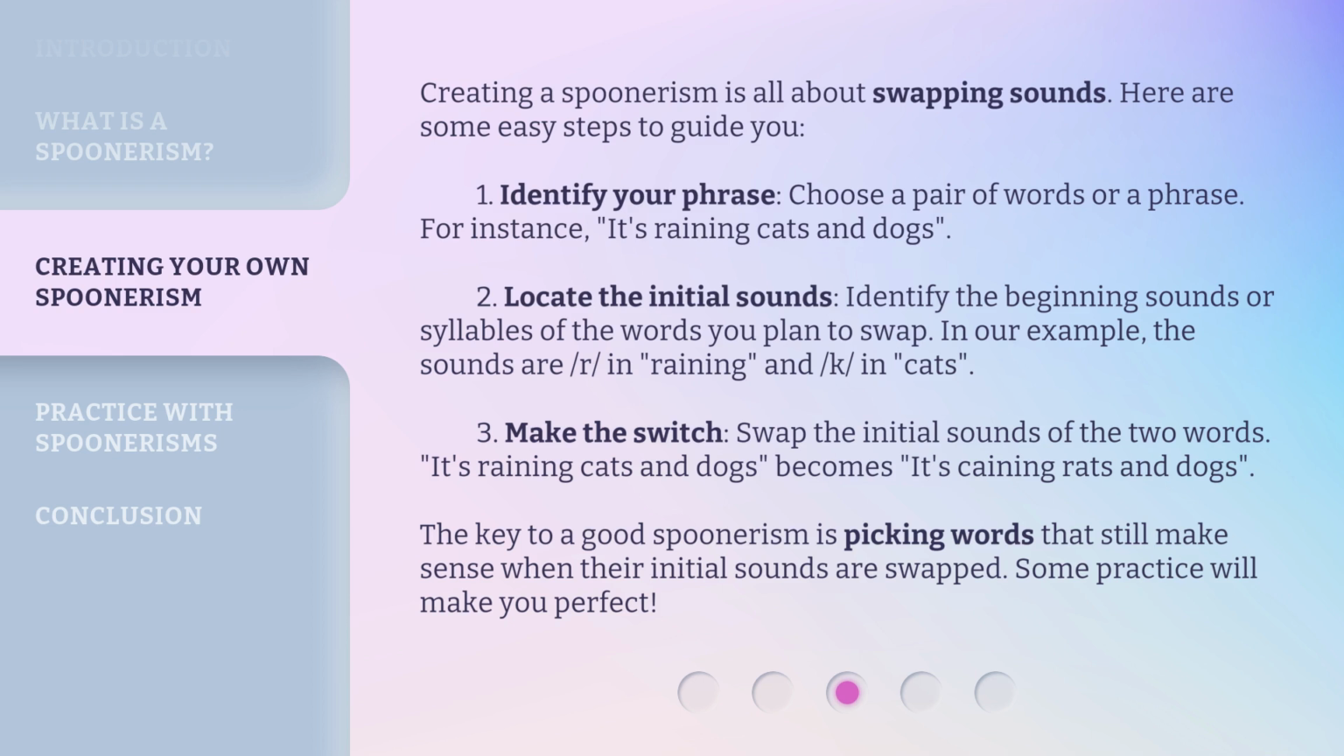3. Make the switch. Swap the initial sounds of the two words. It's raining cats and dogs becomes it's caning rats and dogs. The key to a good spoonerism is picking words that still make sense when their initial sounds are swapped. Some practice will make you perfect.